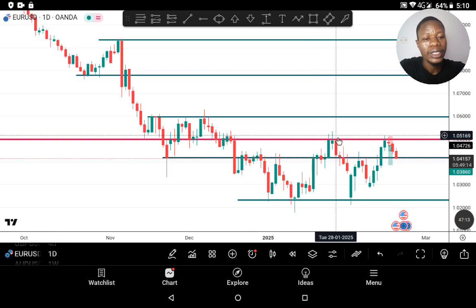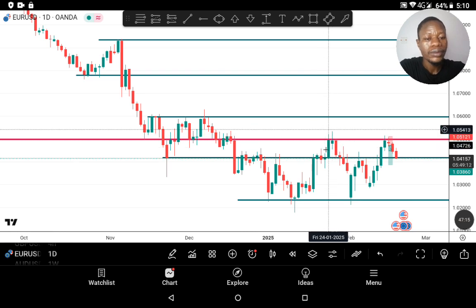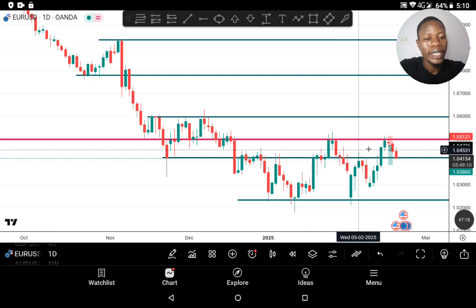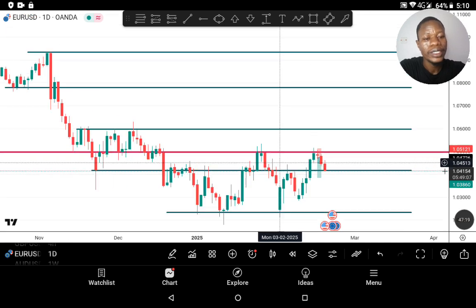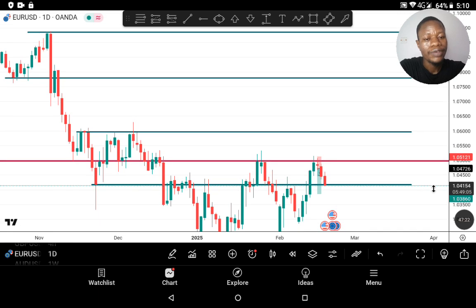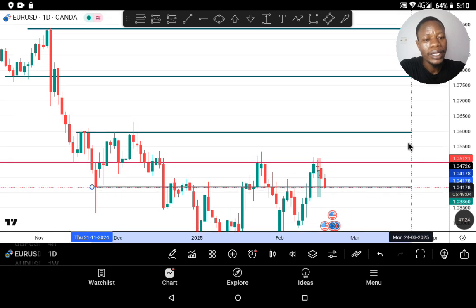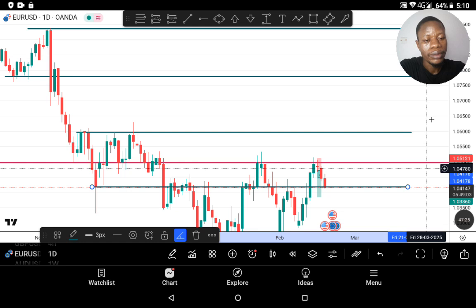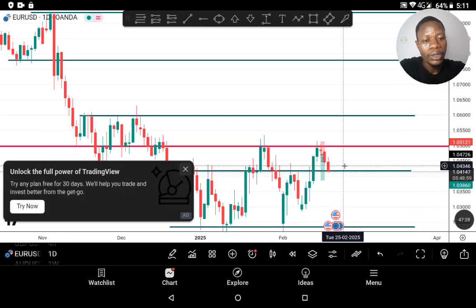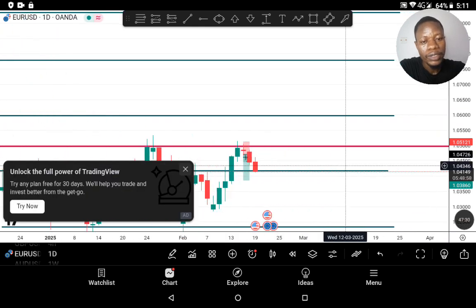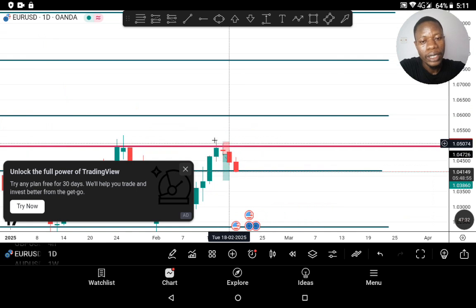Look at this. This is a shooting star. So just try and get yourself familiar. Open your chart. Look at the chart very well. Why did I get into the market on this Euro USD? Because of this doji. Look at it. This is a classic doji, and it's happening at the resistance level. And after, I didn't get in.